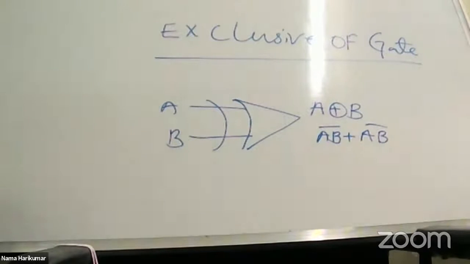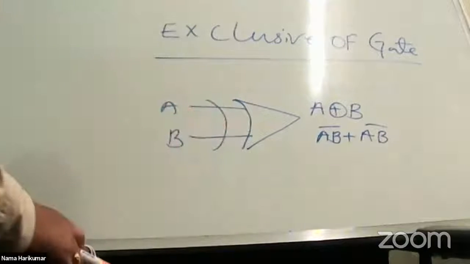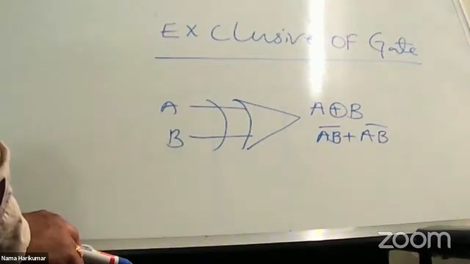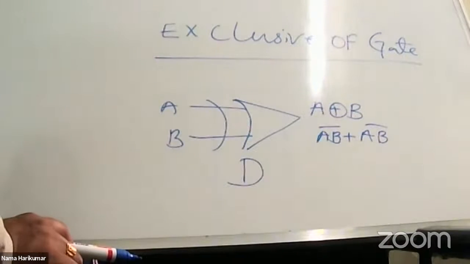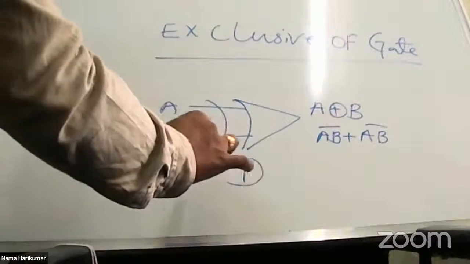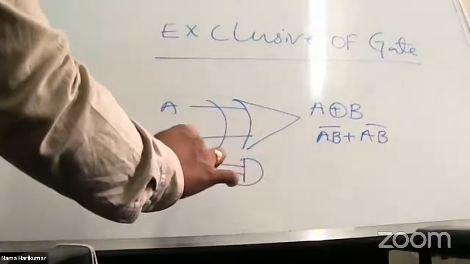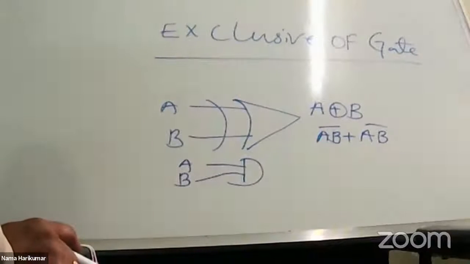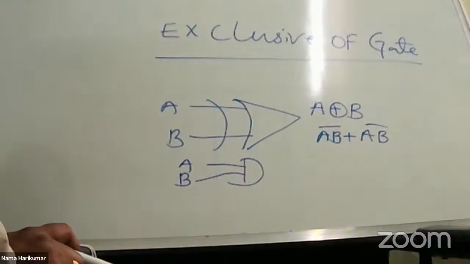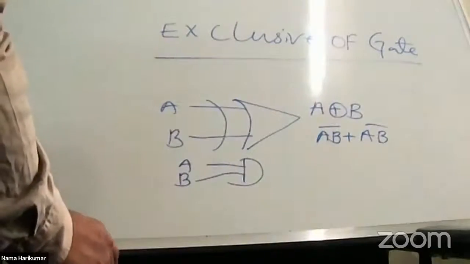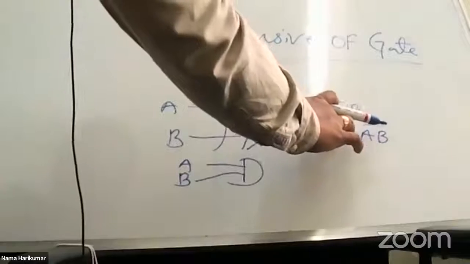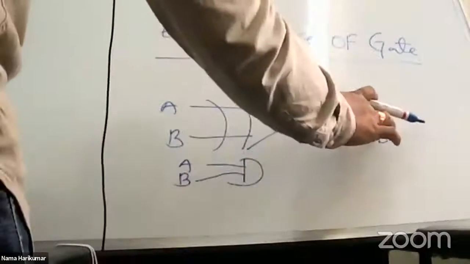In the symbol, after the symbol we have to write the circle plus. In the structure, how can we write the symbol? You can see that. A dot B indicates A and B. Next, again we have to write this: A bar B and A B bar.